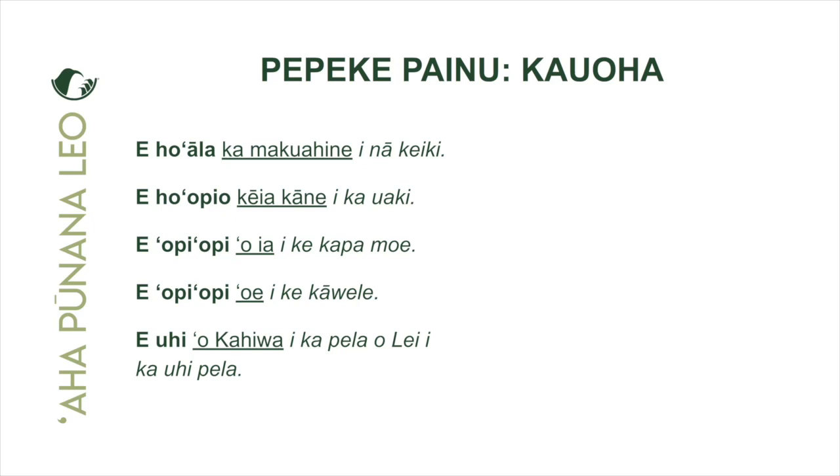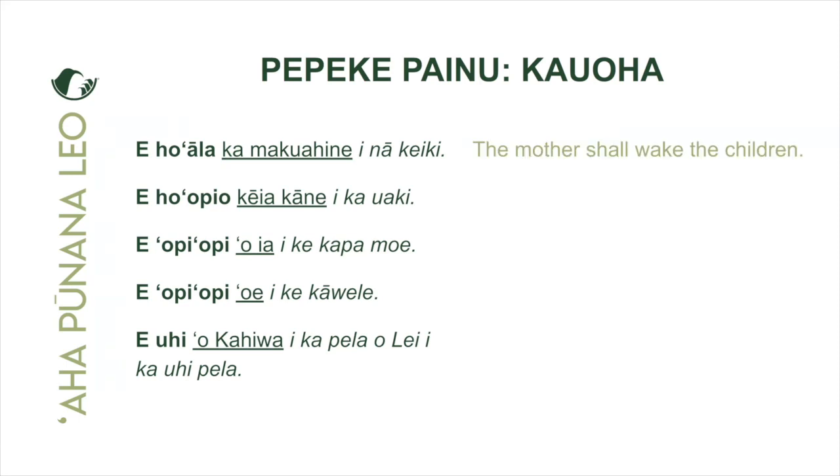Ho'ala ka makuahine ina keiki. Who's doing the ho'ala ana? Ka makuahine, right? The mother. And who is the receiver of the action of being ho'ala ia? Na keiki. Ho'ala means to wake up, right? So what is the makuahine doing? The makuahine is waking up who? Na keiki. All right, so let's take a look at the translation.